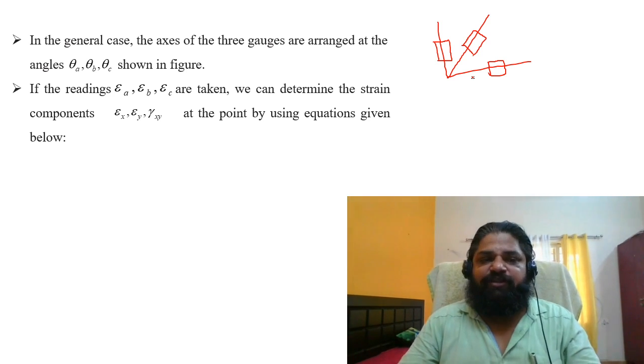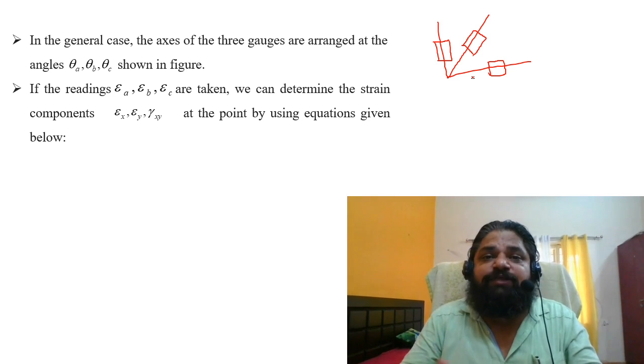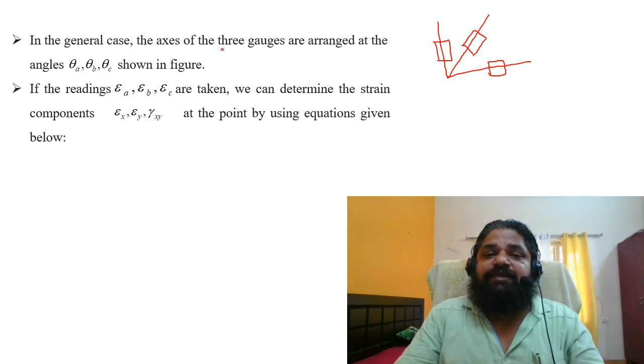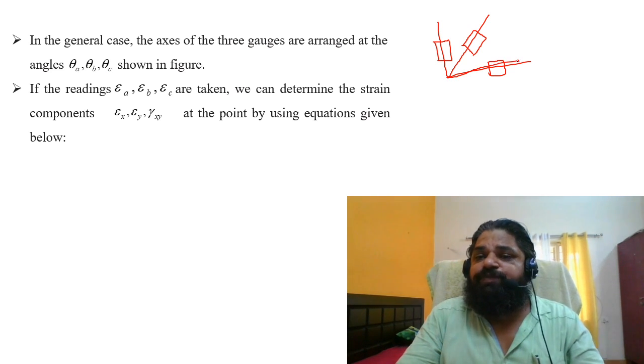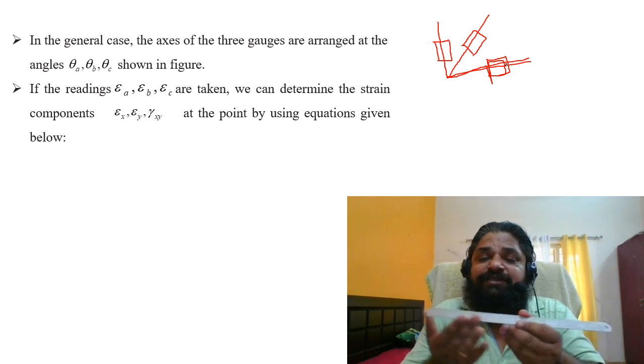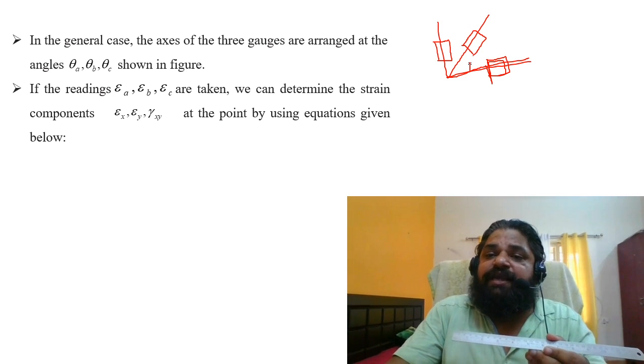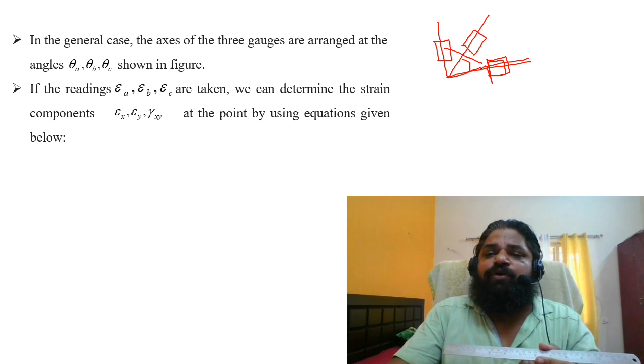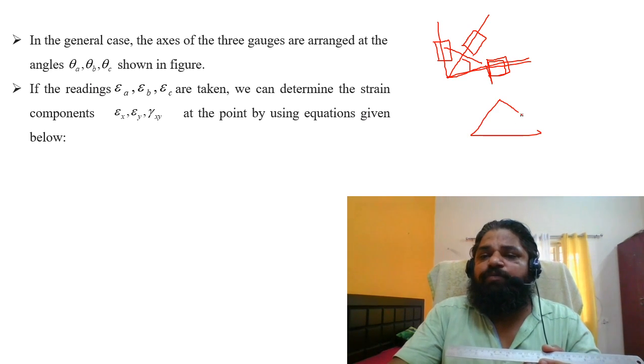So, what is the procedure for that? That procedure has been explained here mathematically. In a general case, the axes of the three gauges are arranged at an angle. If it is theta A, on the frame I want to consider, the first one is on the same axis, so theta A is equal to 0. Let us say the next is at 45 degrees and the next one is 90 degrees. Or it may be possible that I can put all of them at 60 degrees each.